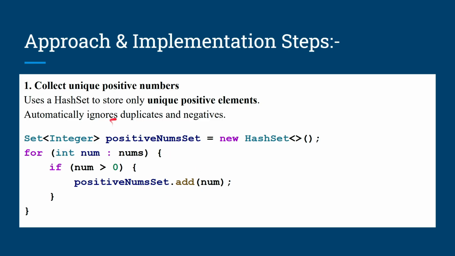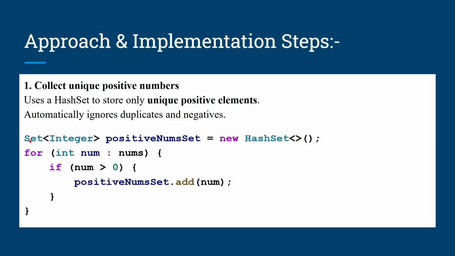Very first you should understand what a hash set is. Hash set will only store the unique elements. Here we are using hash set to store the unique positive elements, and for that we are making a condition. It will ignore the duplicate values automatically, because it's a feature of hash set. To store only the positive integers, we will make a condition: if the number, the element in the array, is greater than 0, then we'll add it into the hash set. I hope you understand it.